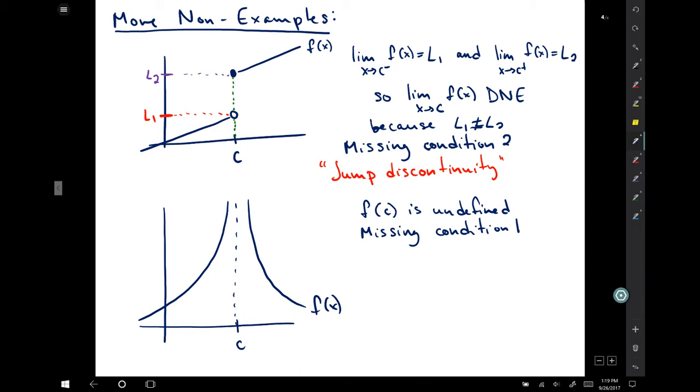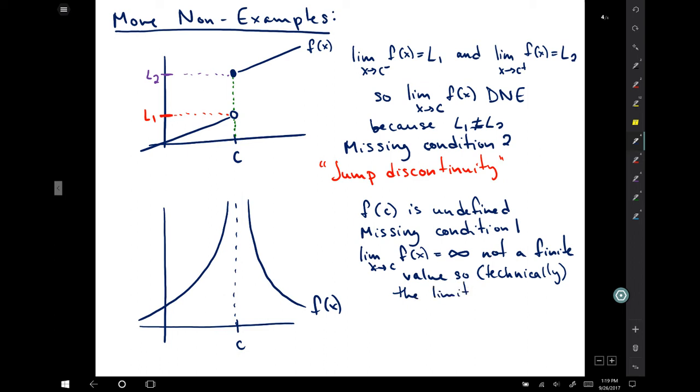And also, the limit as x goes to c of f of x in this picture is infinity, so technically this limit doesn't exist. So this is not a finite value. So for the purposes of this definition of existing, our limit does not exist. So again, technically, the limit does not exist. We still say that it's equal to infinity, but technically this limit doesn't exist because it's not equal to a finite number.